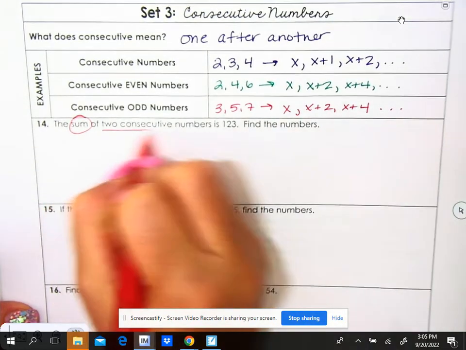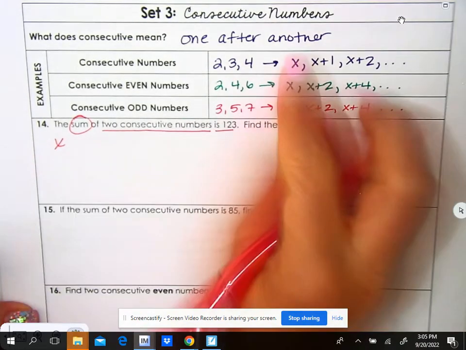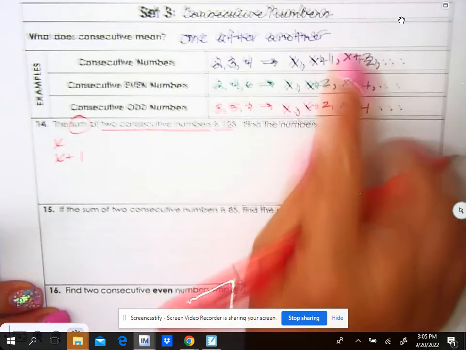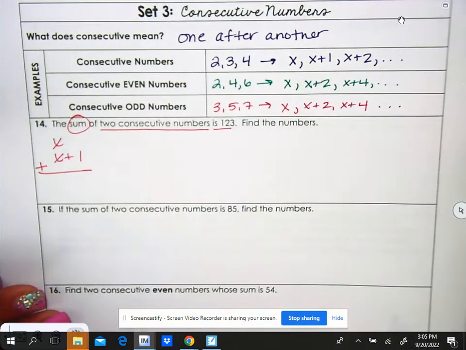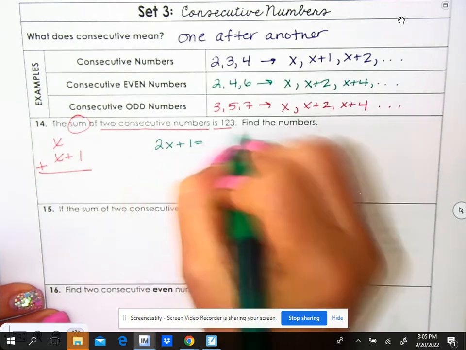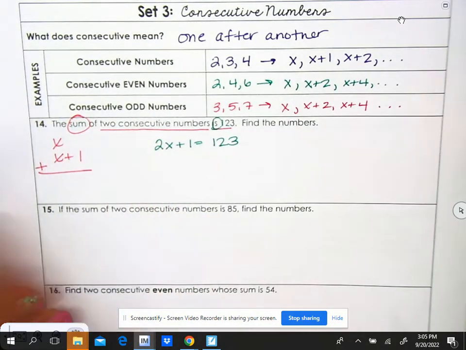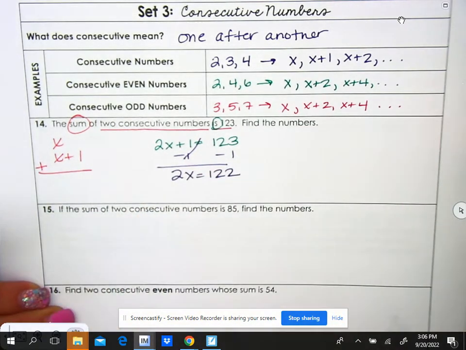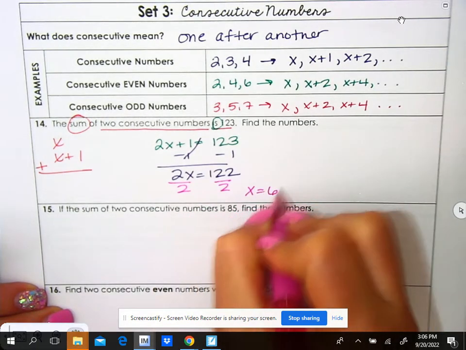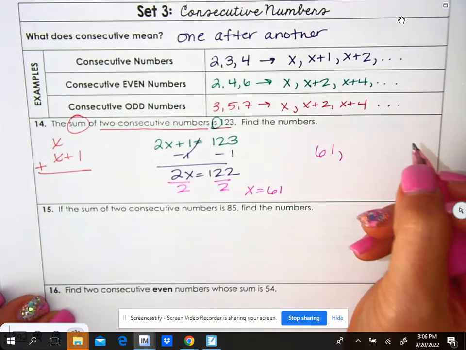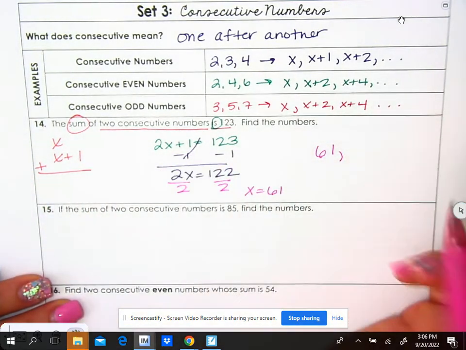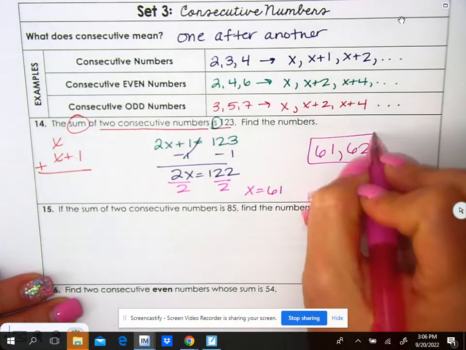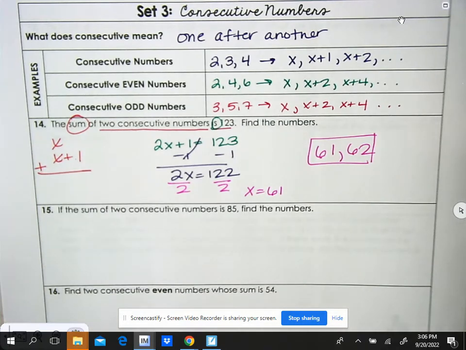All right, so here we go. The sum, which means add, of 2 consecutive numbers is 123. So our numbers are going to be x and x plus 1 because they are consecutive, not even or odd. Okay, sum means we're going to add these together, which is going to give me 2x plus 1, and that equals 123. This is a 2-step. Everybody should be good there. So 61 is my first number. And then the next number after 61, y'all, I use common sense here. You can go back and add 61 plus 1 is 62, but I know the next number after 61 is 62.